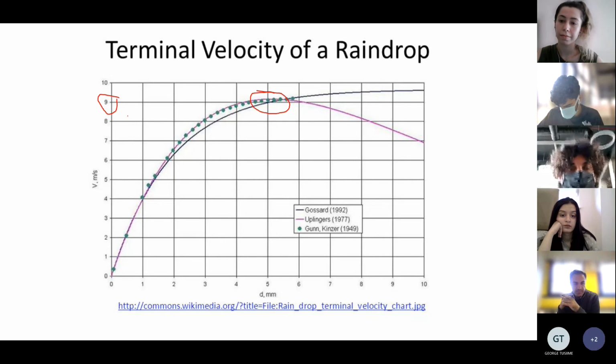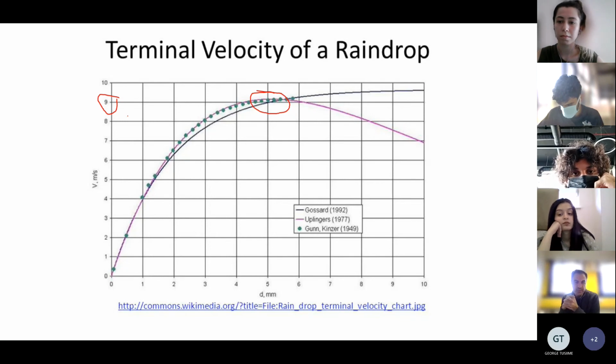So, in summary, we know that the maximum diameter of a raindrop is about 5 to 6 millimeters, and based on drag forces, the maximum velocity of a raindrop could be about 9 meters per second.